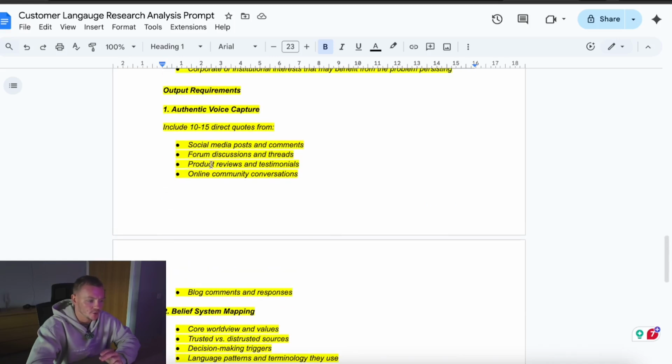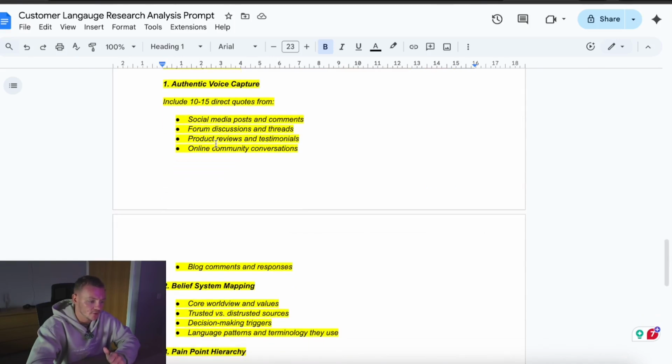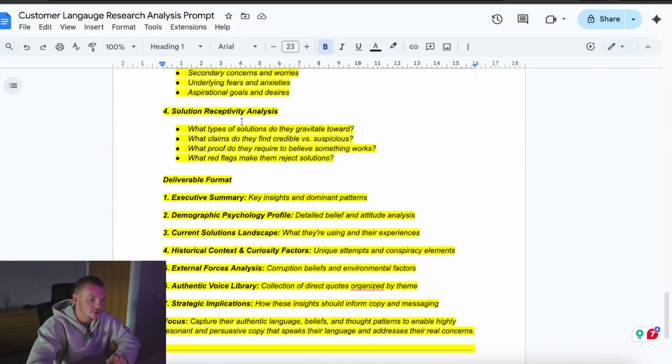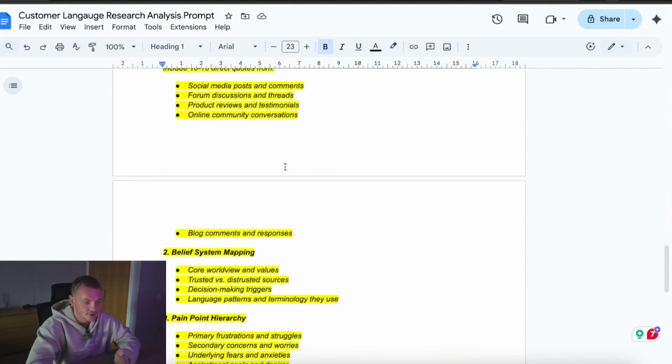And this is what we're going to pull out. We're going to pull 10 to 15 direct quotes, a belief system mapping, pain point hierarchy, and solution receptivity analysis, which is like what types of solutions do they naturally gravitate towards, what claims do they find credible versus suspicious, and what proof do they require to believe something actually works. And that's actually what it's going to pull out.